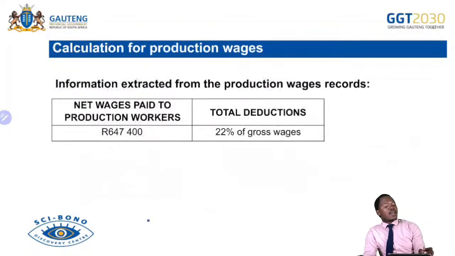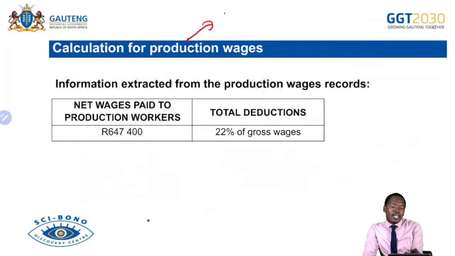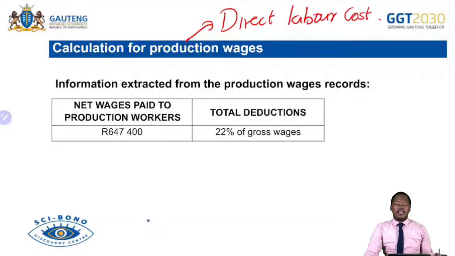Right, now grade 12, what skill are we trying to enhance here? We are trying to sharpen your skill on how to calculate our production wages or productive wages. Meaning, grade 12, we are looking for the amount for direct labor cost. That is the amount we are looking for now. Why are we looking for this? Because we want to complete our production cost statement. Remember, this topic is all about calculating cost spent on production.